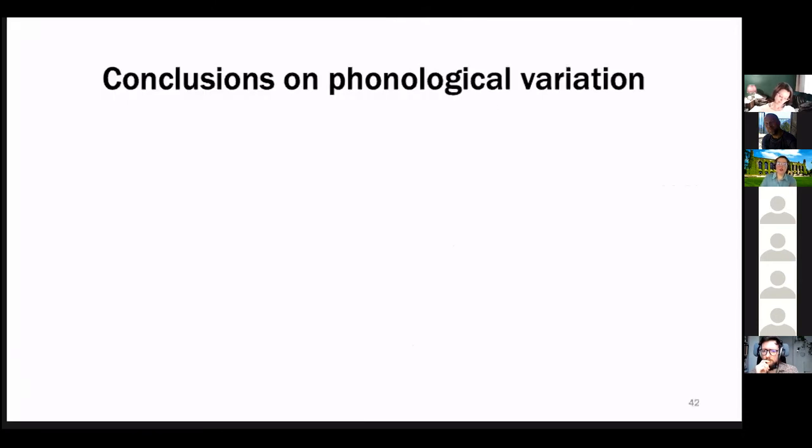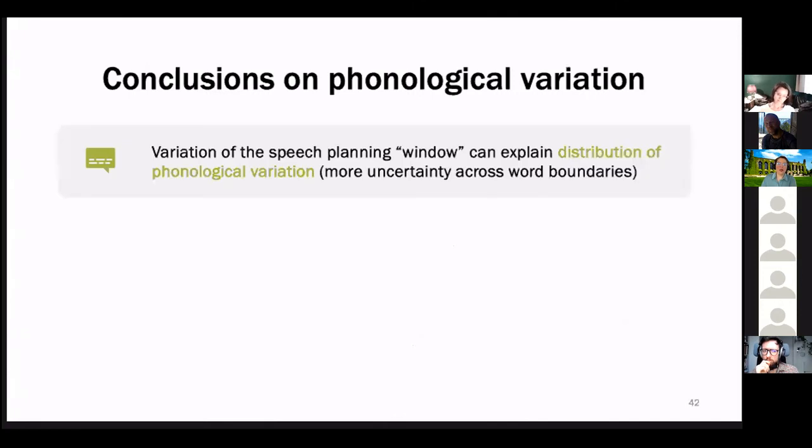So some conclusions on phonological variation. Variation in the speech planning window can explain the distribution of phonological variation. So why is it the case that we have very little variation when the segment in question is inside a word, as opposed to much more variation when the segment that we're investigating is at the edge of a word? Well, there's more uncertainty across word boundaries, right? It's very unlikely that you would plan a single word in 2 production chunks, right?